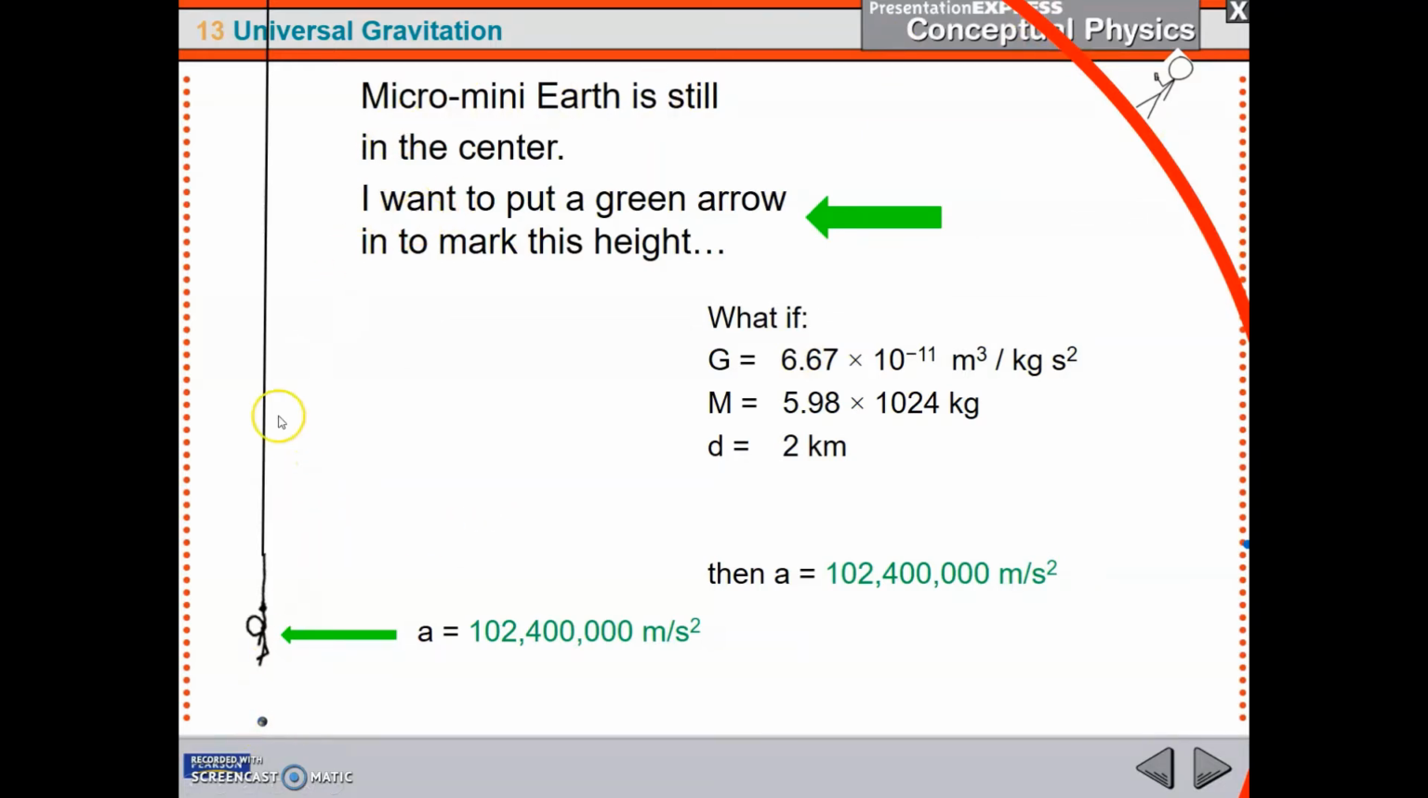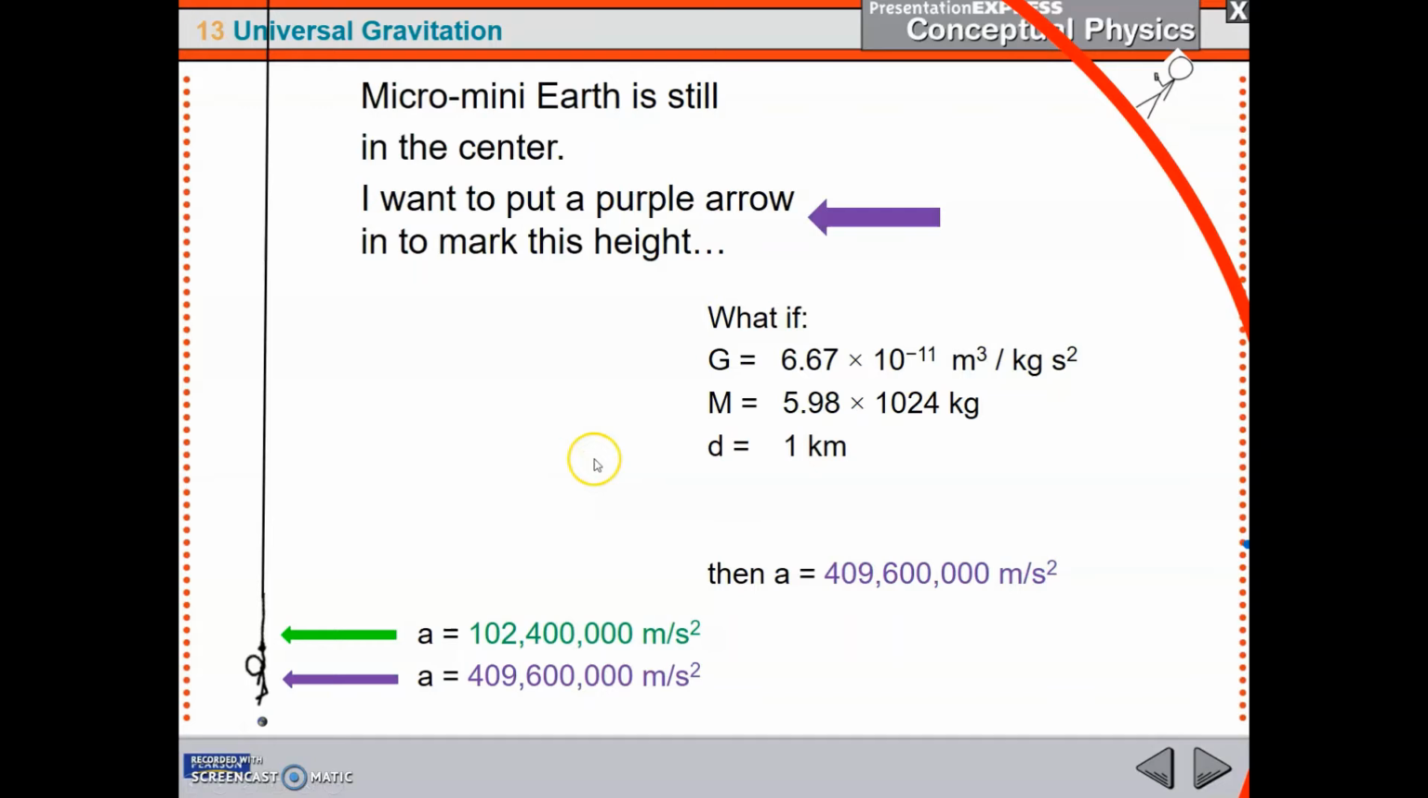And mini micro Earth is still in the center. It's still mini and micro, very tiny. And I want to put a green arrow to mark this height. So here at the distance of 2 kilometers, right there, the acceleration is 102,400,000 meters per second squared. Okay? That is just a crazy big number. Now that's at a height of 2 kilometers.